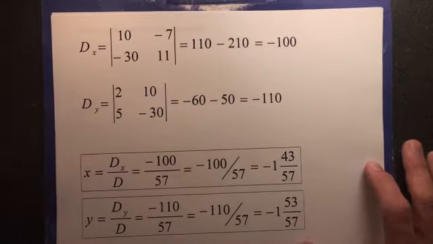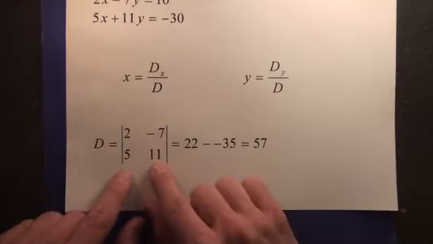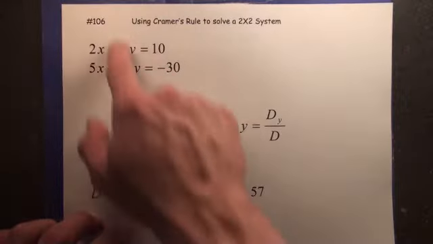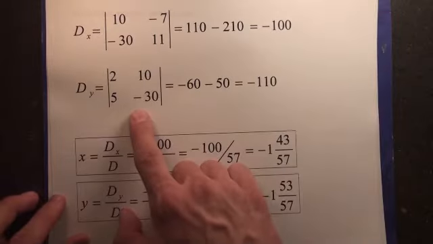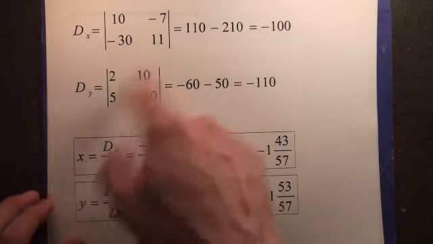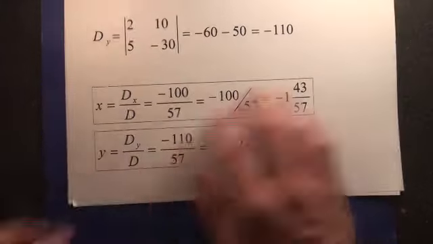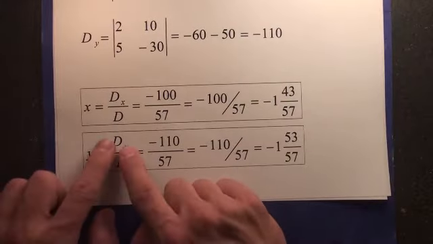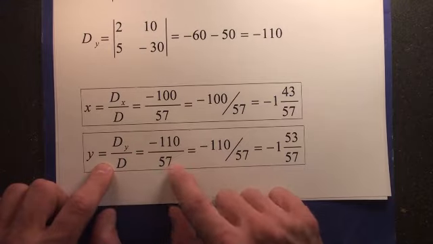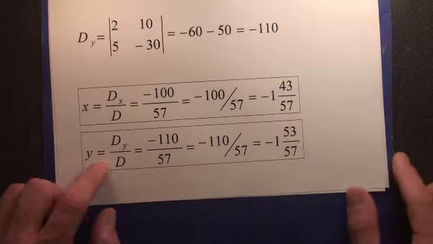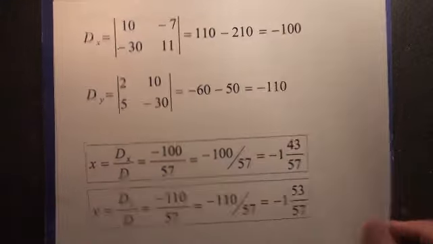D sub y, again, all you're going to do is take the original matrix and replace the y coefficients with the 10 and the negative 30. Bam, here it is. You cross multiply negative 60, take away 50, and that gives you negative 110. So therefore, the y value equals D sub y divided by D, negative 110 over 57 is negative 1 and 53 57ths. All right, pretty sweet.